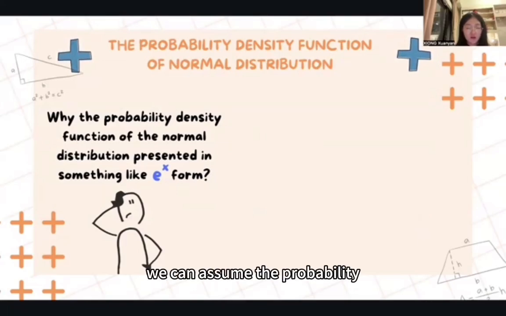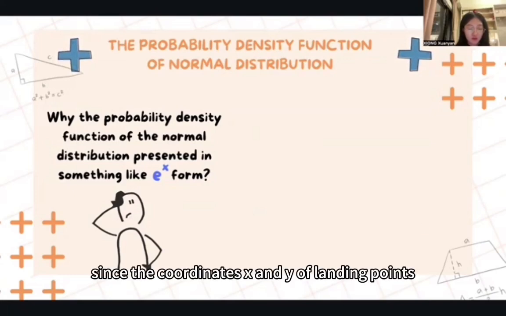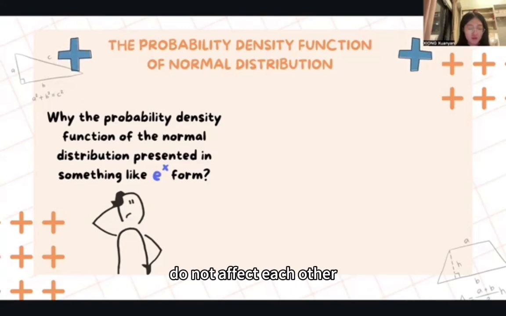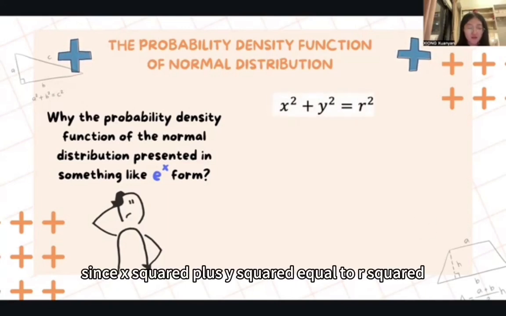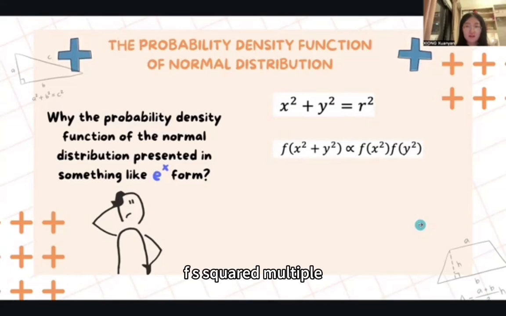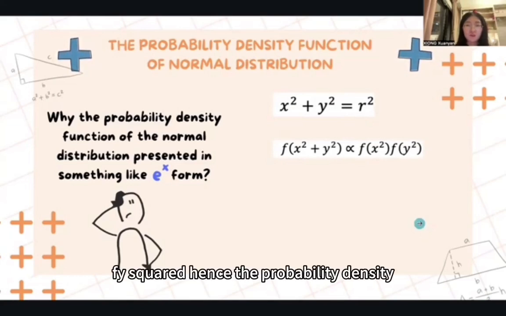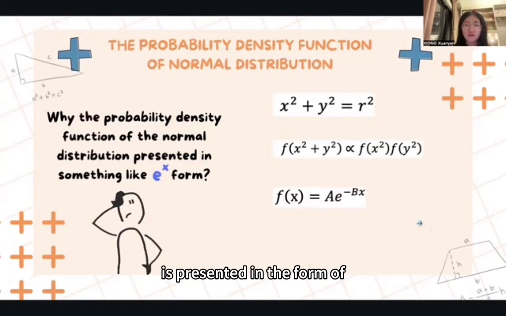We can assume the probability of falling on a point at distance r from the center is equal to f(r) squared. According to assumption 2, since the coordinates x and y of landing points do not affect each other, and x squared plus y squared equals r squared, f(x squared plus y squared) is proportional to f(x) squared multiplied by f(y) squared. Hence, the probability density function of normal distribution is presented in the form of f(x) equal to a times e to the negative b times x squared.